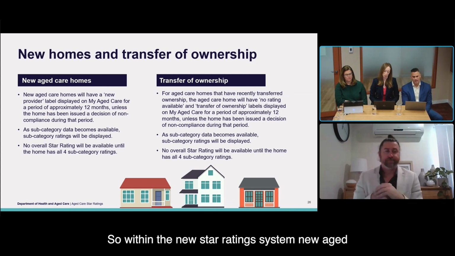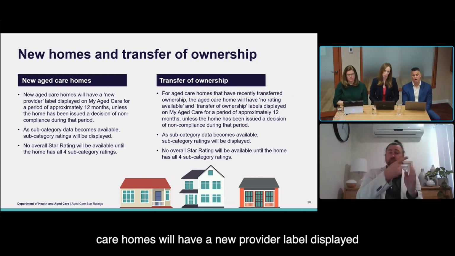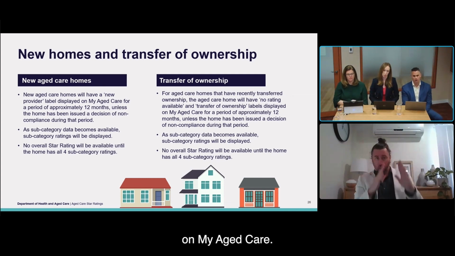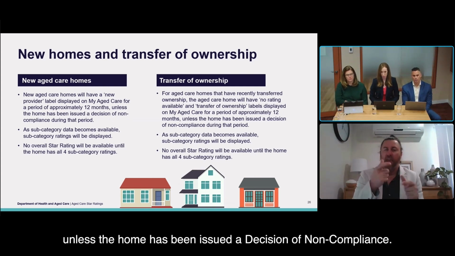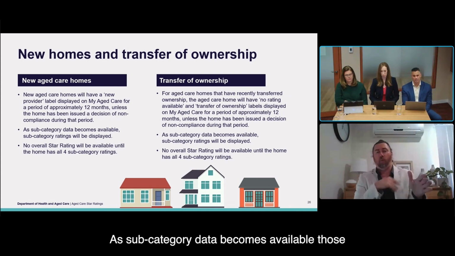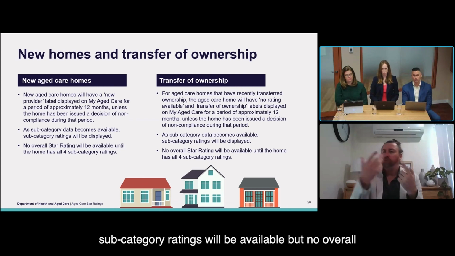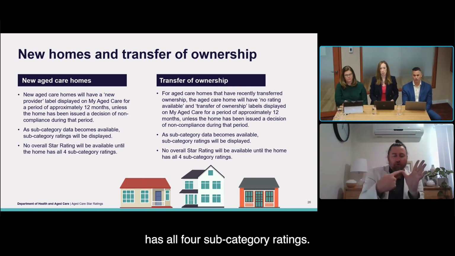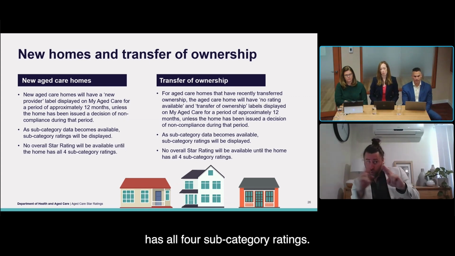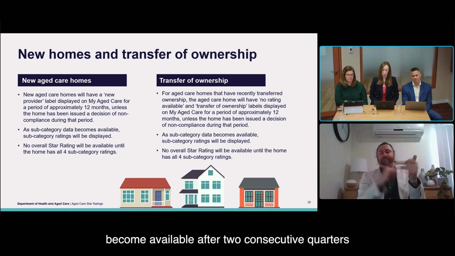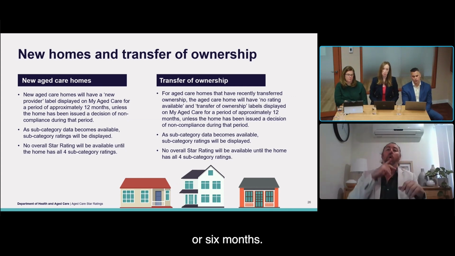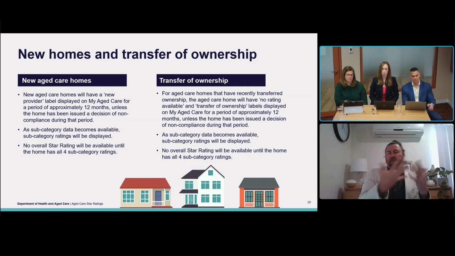So within the new star rating system, new aged care homes will have a new provider label displayed on My Aged Care. That'll be for a period of approximately 12 months, unless the home has been issued a decision of non-compliance. As subcategory data becomes available, those subcategory ratings will be available, but no overall star rating will be available until the home has all 4 subcategory ratings. In relation to staffing and quality measures, they will become available after 2 consecutive quarters or 6 months.